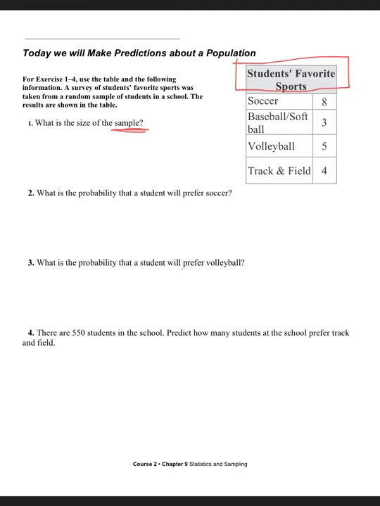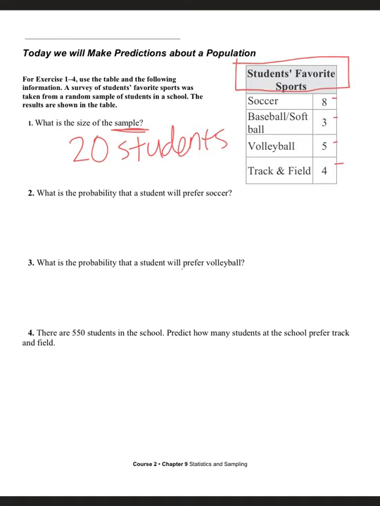So what is the size of the sample? All we're going to do in order to determine the size is add up all of the students that they surveyed here. And if you look, there's 8 plus 3 plus 5 plus 4. So that's 11 plus 9. There's 20 students. So the size of the sample is 20 students.